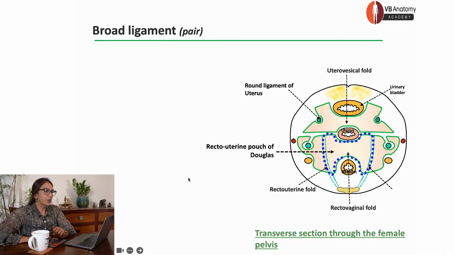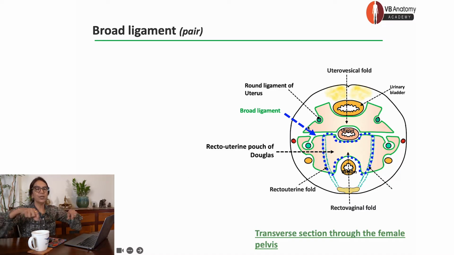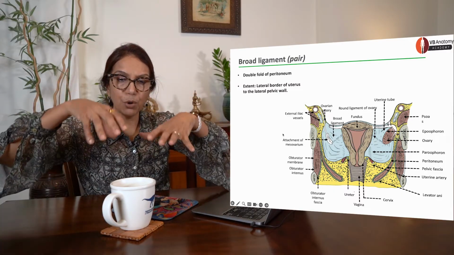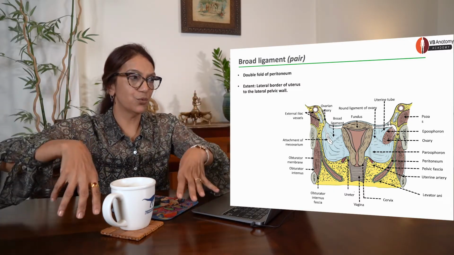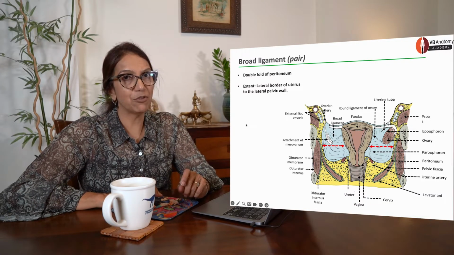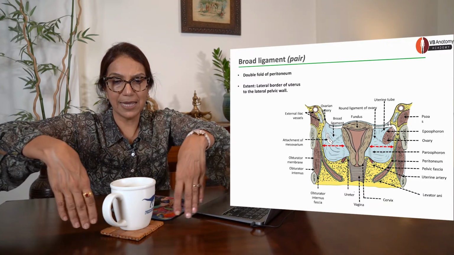Now let's talk about the broad ligament, which is a double fold of peritoneum extending from the lateral wall of the pelvis, dividing the pelvic cavity into an anterior cavity and a posterior cavity. So what is the broad ligament? It's a double fold of peritoneum. It's like you've dropped a peritoneum layer on the uterus, extending from the lateral border of the uterus to the lateral pelvic wall.